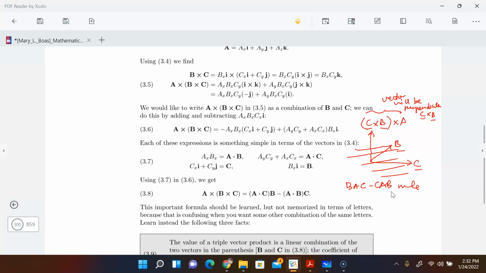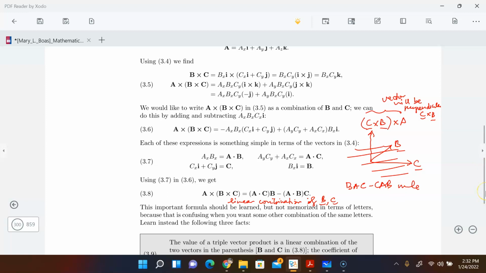So that's why, if you look at the answer that you get for A cross B cross C, it is some value proportional to B, and then some value proportional to C. So it's a linear combination of B and C. In other words, it has to lie somewhere on this particular plane.